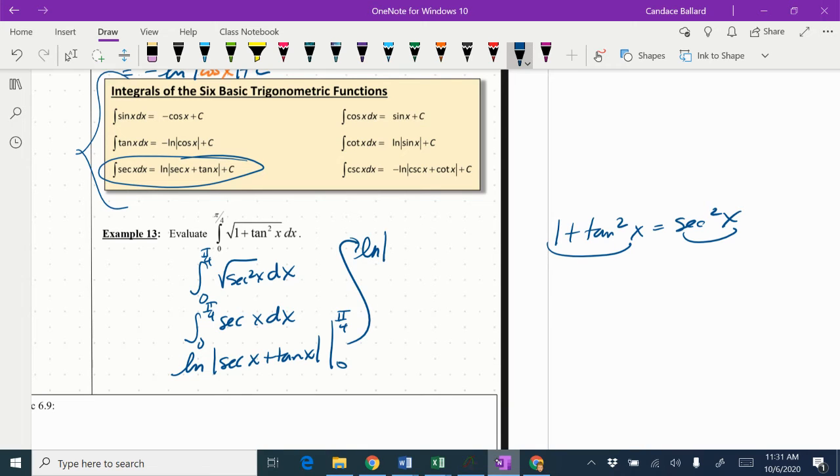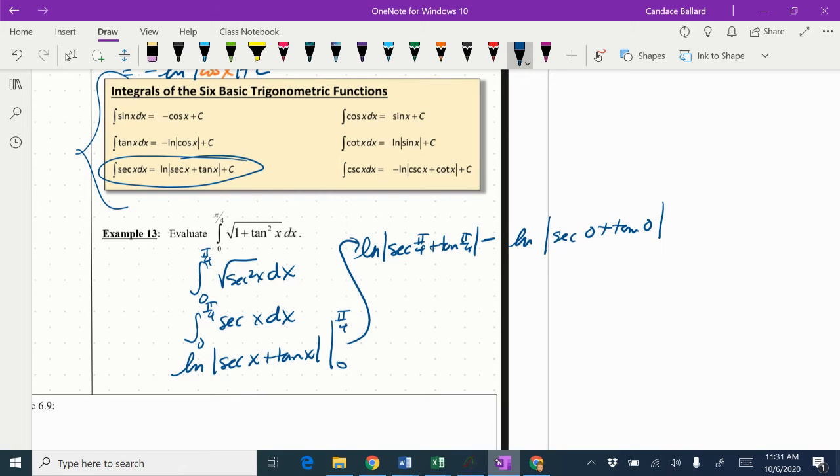So we have the natural log absolute value of the secant of pi over 4 plus the tangent of pi over 4, minus, of course I would run into my scribbles there, minus the natural log absolute value of the secant of 0 plus the tangent of 0. And remember, don't just throw the zeros away because sometimes in trig those have some meaning.